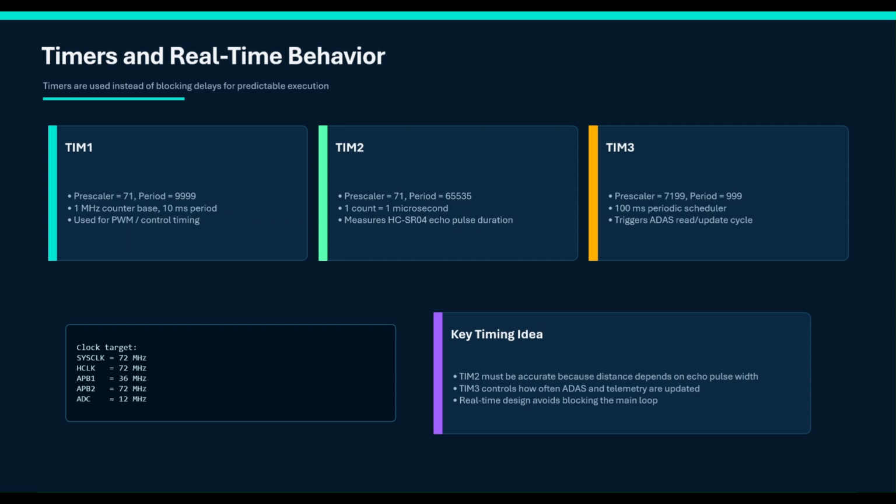The timers are important because this is a real-time embedded project. TIM2 is configured as a microsecond counter, so the ultrasonic echo duration can be measured accurately. TIM3 creates a slower periodic task around every 100 milliseconds for reading sensors, updating ADAS, and sending telemetry. TIM1 is used for the PWM or motor control output.